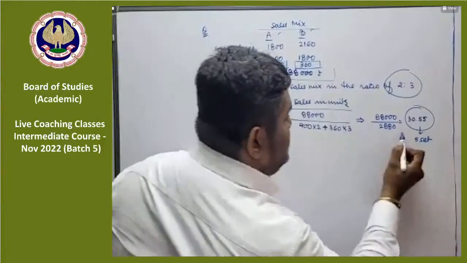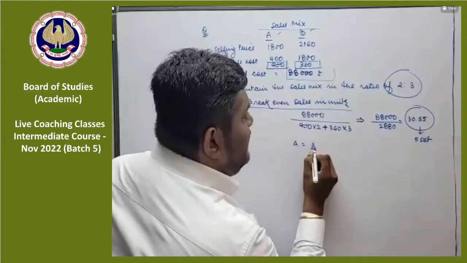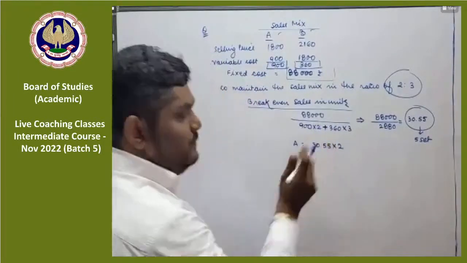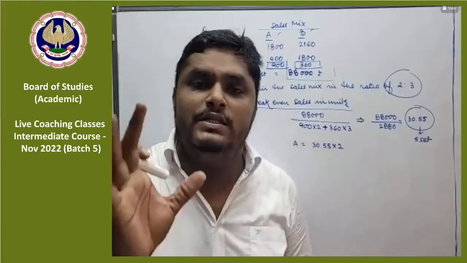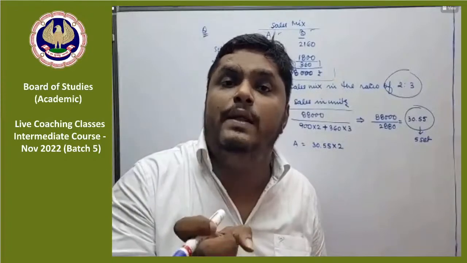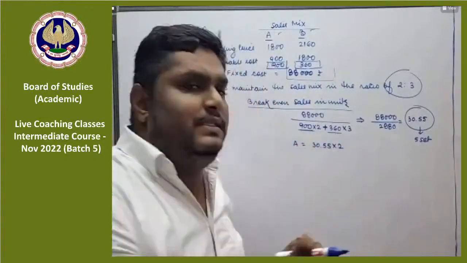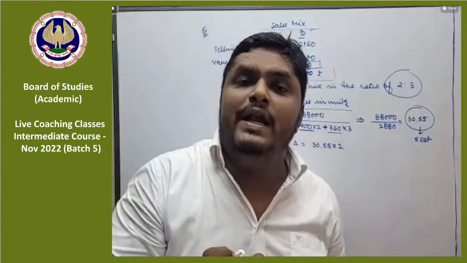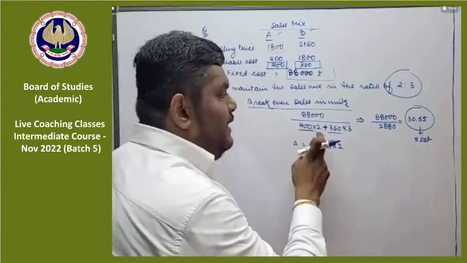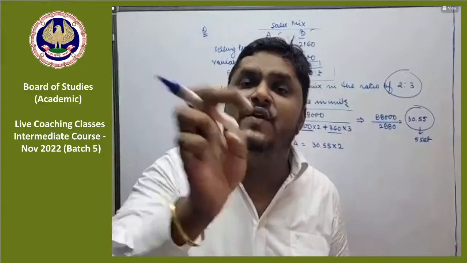So if we have to distribute it among A and B, very simple. For A, it will be 30.55 into 2. Since we have divided by 5, because when calculating the break-even point in units, it is fixed cost divided by contribution per unit. So contribution per unit is 900 and 360. But since it is a combined break-even sale, we'll be dividing with the ratio also. So 900 into 2 and 360 into 3. So since we have divided by 5, it is for 5 sets.